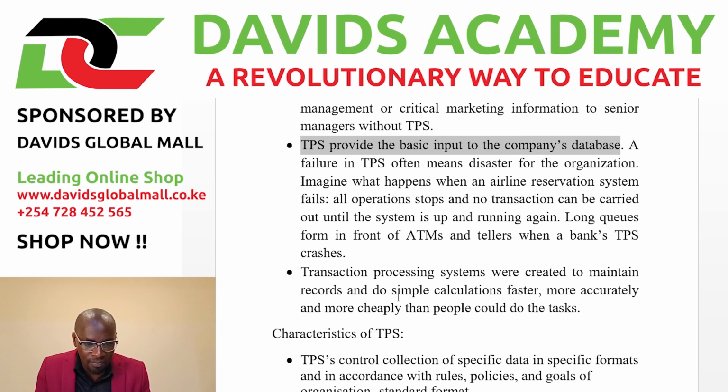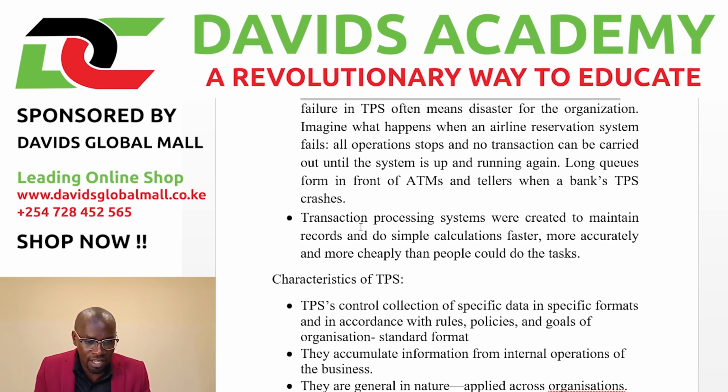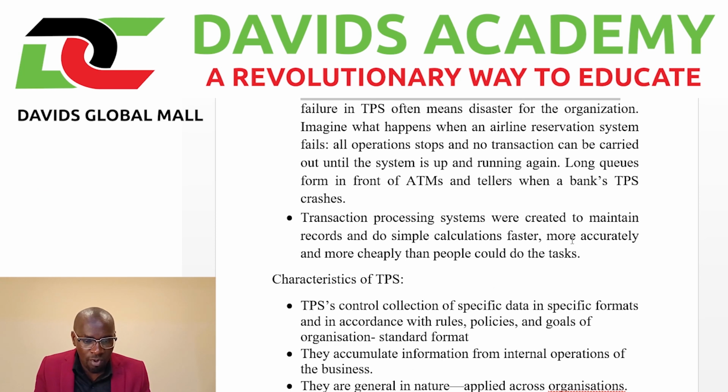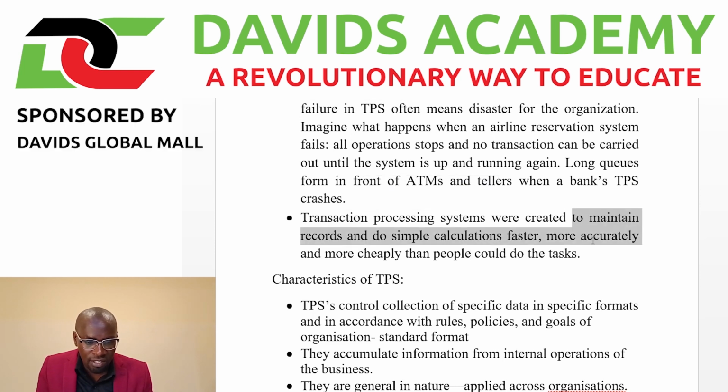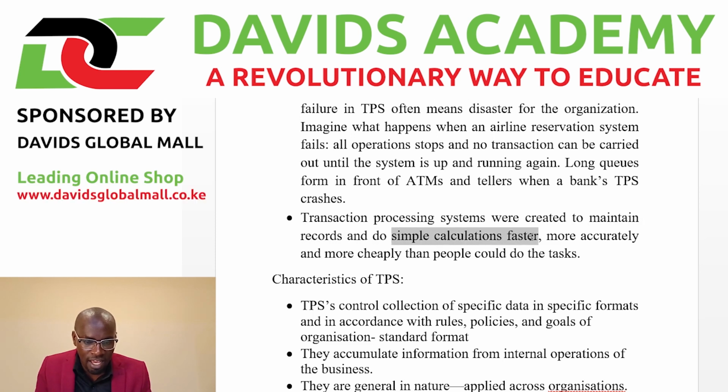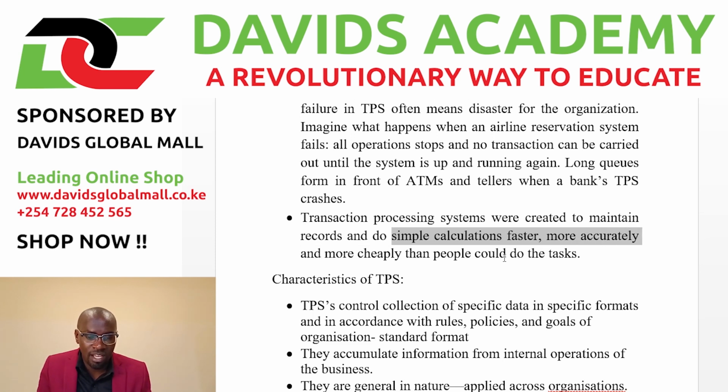Transaction processing systems were created to maintain records and do simple calculations faster, more accurately, and more cheaply than people could do the task. You remember sometimes back when you used to go to the supermarket and these people were using those calculators. They could take long to serve a certain number of clients. But with the introduction of TPS, they maintain records and do simple calculations faster and more accurately.